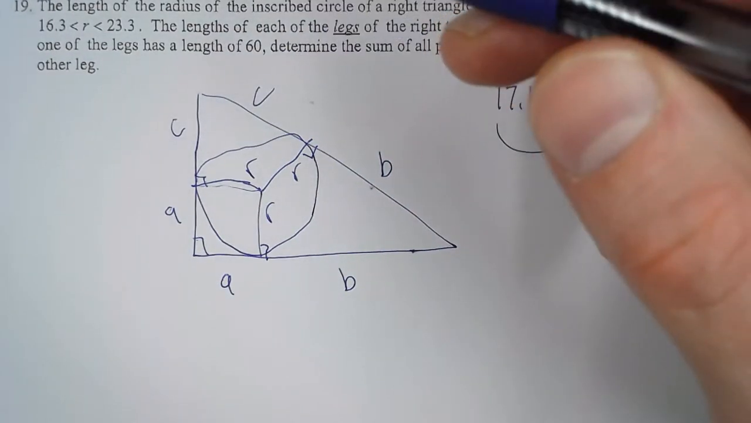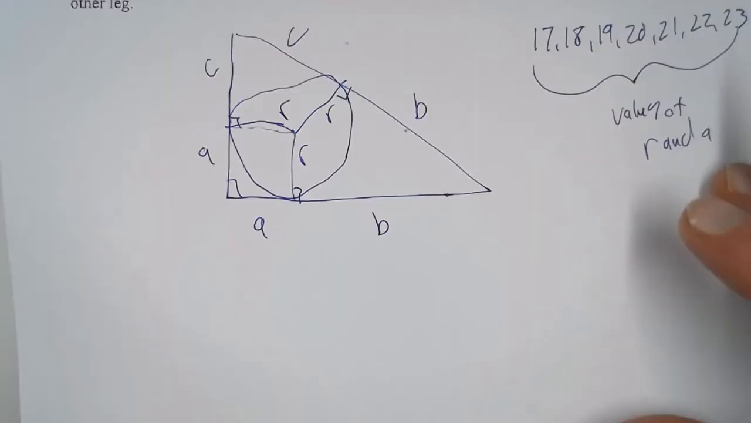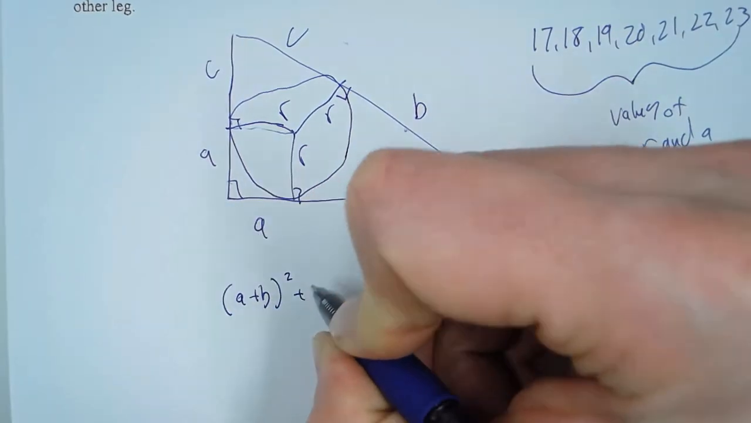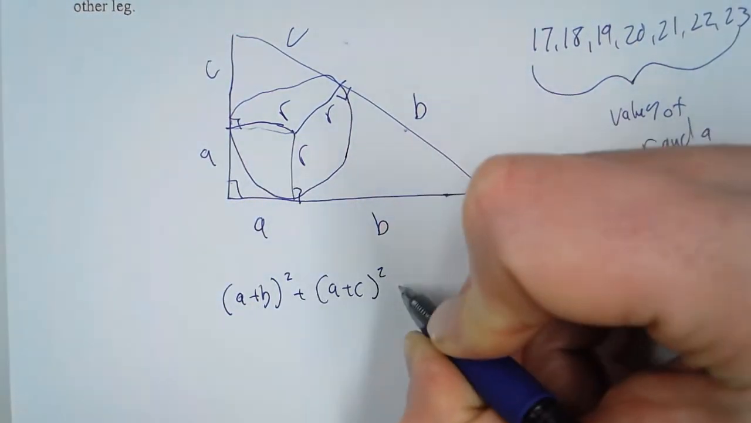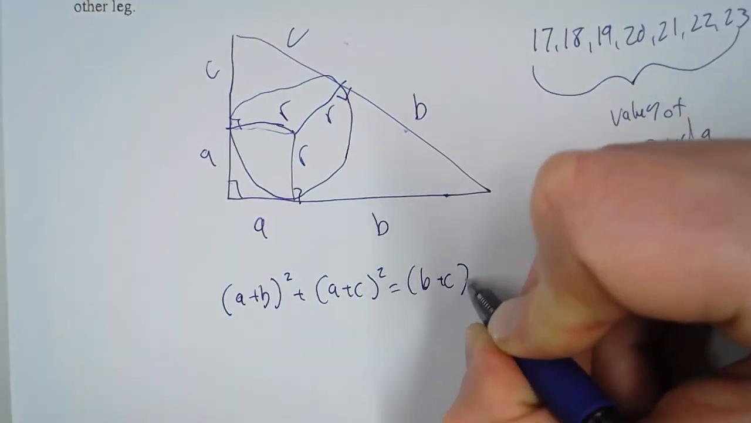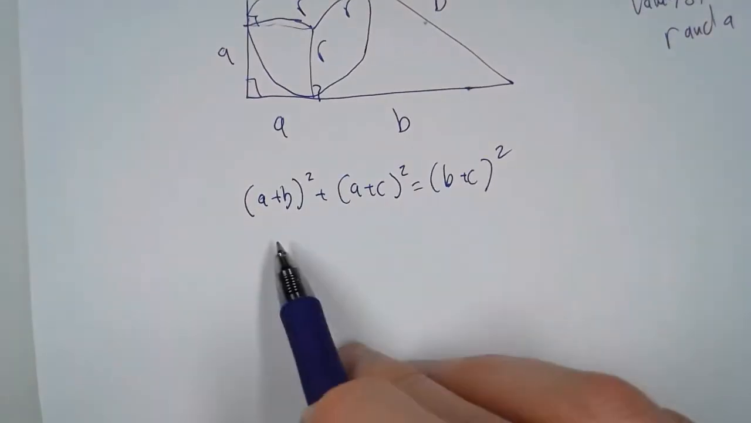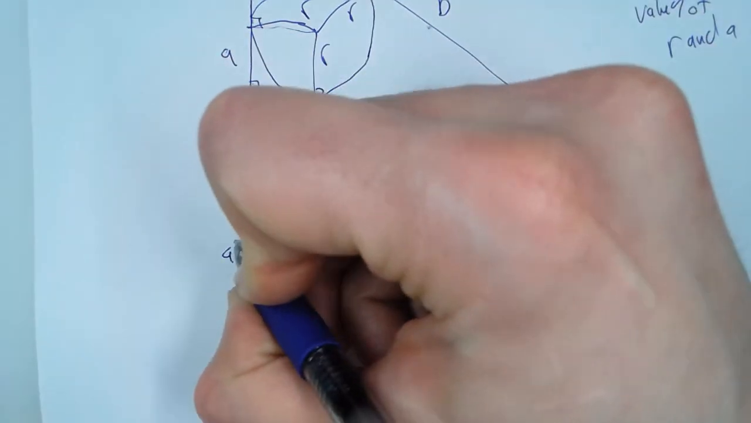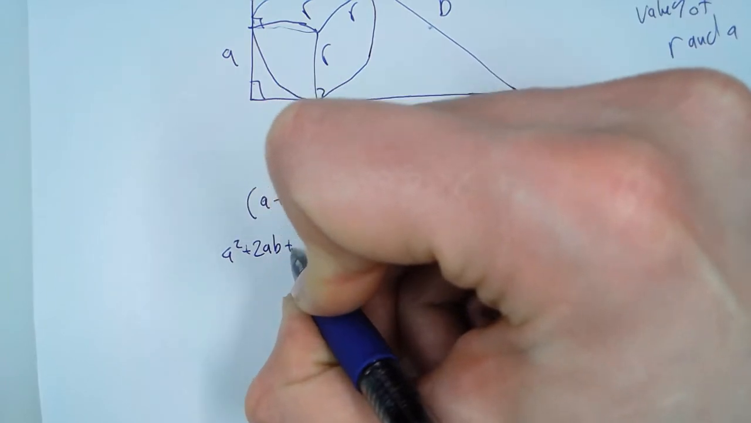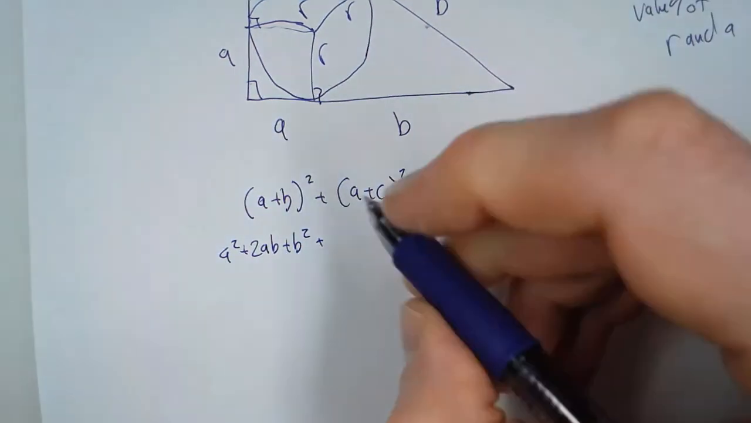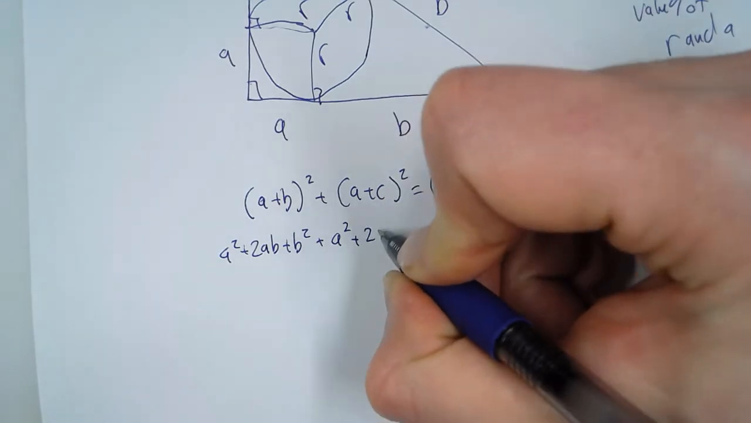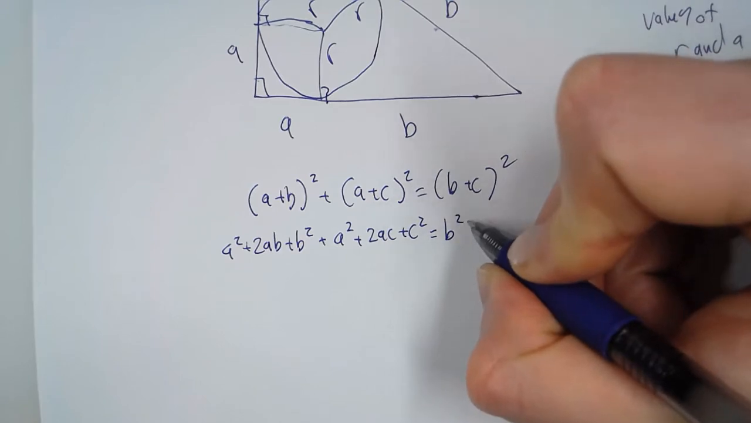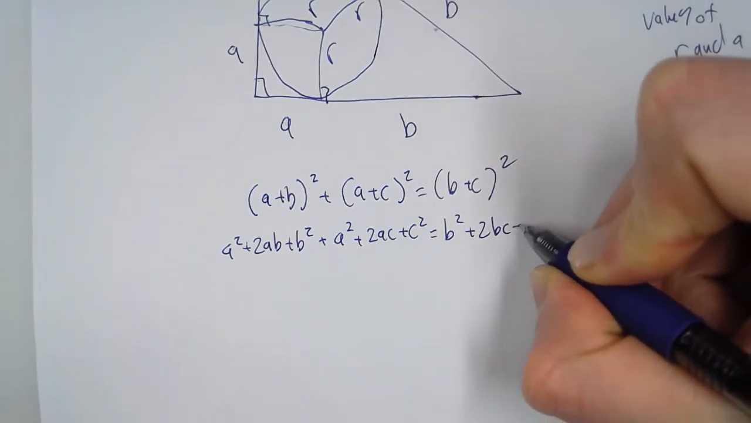Well, first, let's combine these using the Pythagorean theorem. Let's put them all together in an equation: (A + B) squared plus (A + C) squared equals (B + C) squared. So these are all squares of sums. This is going to be A squared plus 2AB plus B squared. Over here, it's going to be A squared plus 2AC plus C squared. Over here, it's going to be B squared plus 2BC plus C squared.